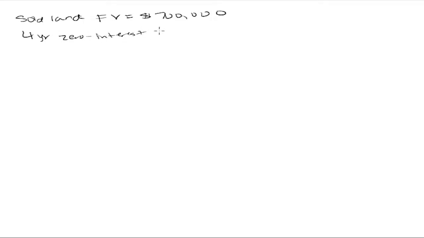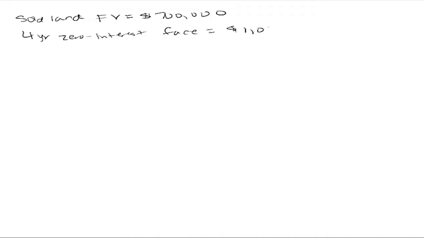So let's assume that we've got two different transactions, okay? The first transaction, let's say we sold some land, so we're exchanging some land. The fair value equals $700,000, and we're going to exchange this for a 4-year, 0 interest bearing note with face equal to 1 million.